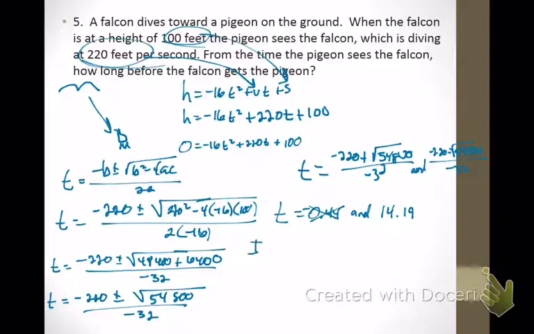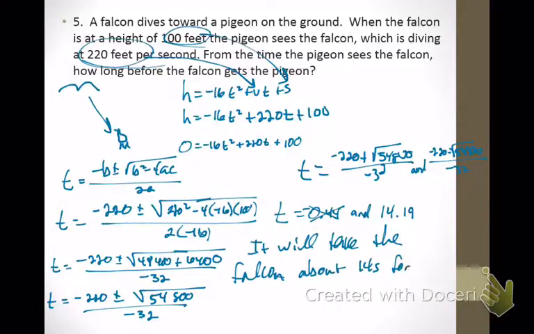So we can say that it will take the falcon 14 seconds, or about 14 seconds, for the falcon to reach the pigeon. Seems like a lot of time. So the pigeon should be able to get out of the way. Okay?